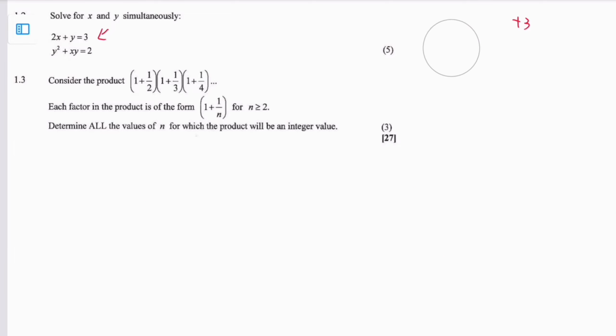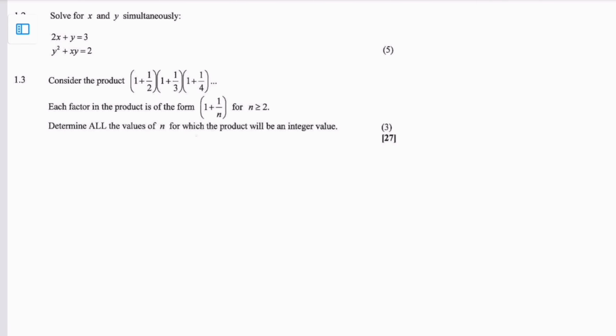So the next question we're looking at is 1.3. They say consider the product 1 plus 1 over 2, 1 plus 1 over 3, 1 plus 1 over 4, and so on. And they say that each factor in the product is of the form 1 plus 1 over n for n equals 2.